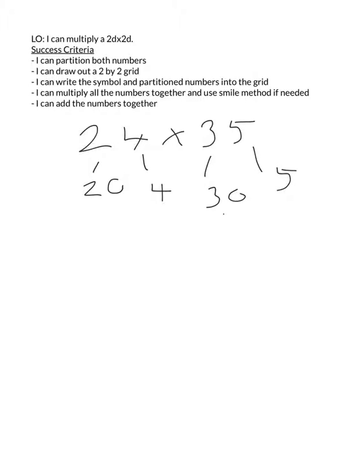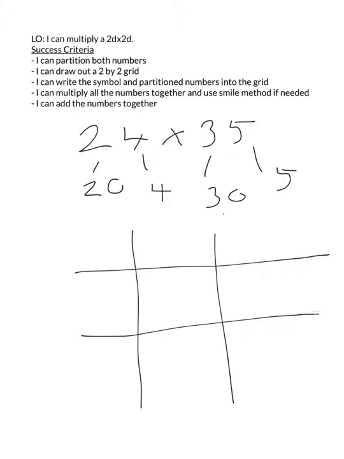Then the next step is to draw your grid. Now you want to give it plenty of space, okay? It's an easy mistake to make to do it too small and you're jamming your numbers together and then you don't have space to do it. So make a nice big grid. And there's my 2 by 2 grid. That's my second success criteria done.